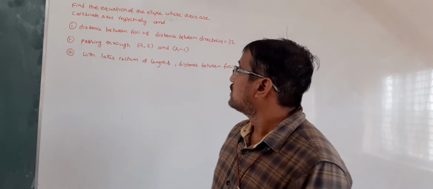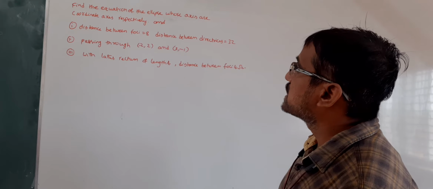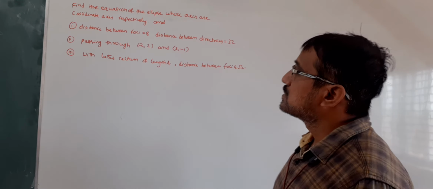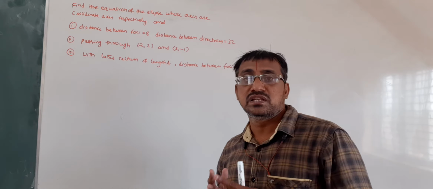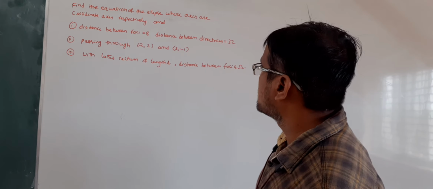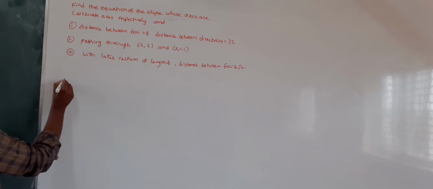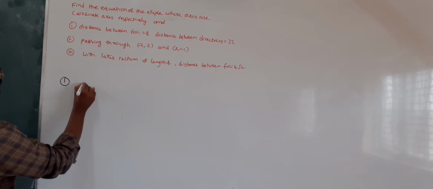Next model, find the equation of the ellipse whose axes are coordinate axes respectively. That means the ellipse is in the standard form. Distance between foci is 8. Distance between directrices is 32. Let us see the first problem.